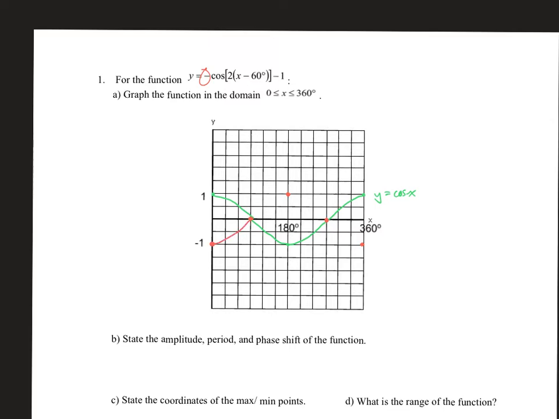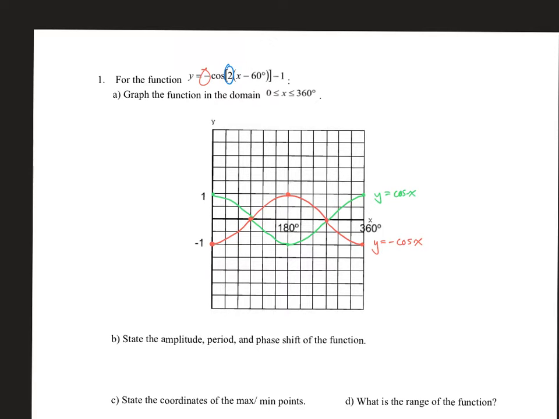And I can connect all of my points with a smooth curve. That red function that I just created was y equals negative cos x. Okay, so I've dealt with the reflection. Now I'm going to work my way through and deal with that stretch, the effect of the 2.